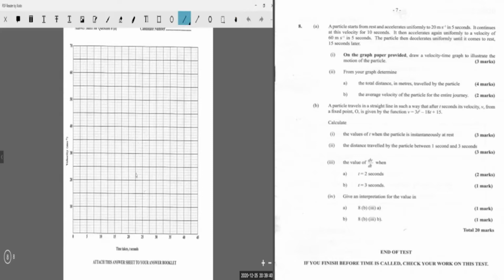They told us that the particle started from rest and then accelerates to 20 meters per second. So it starts and then goes to 20 meters per second in 5 seconds. So it goes right here. Then they said it continues at this velocity for 10 seconds. So 10 seconds more, 5 plus 10 is 15.